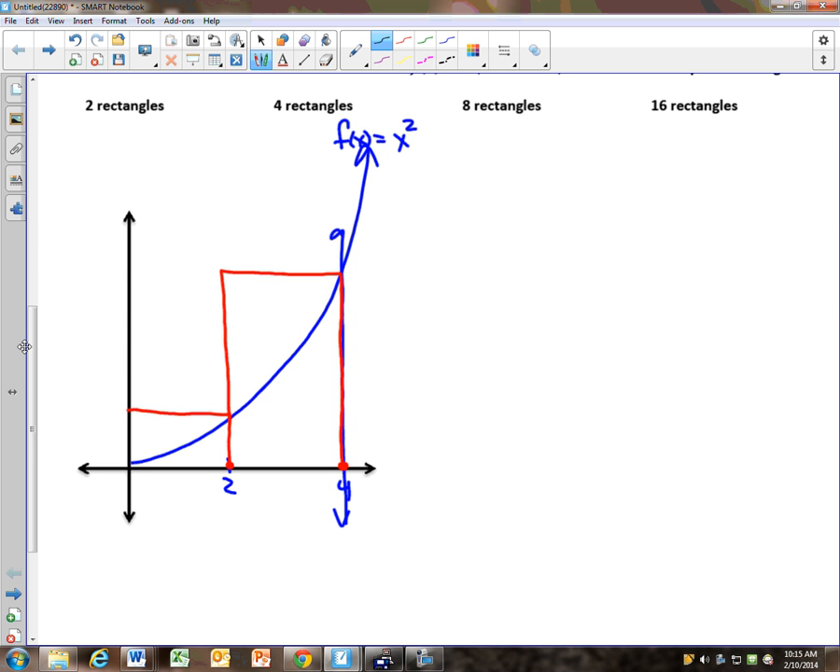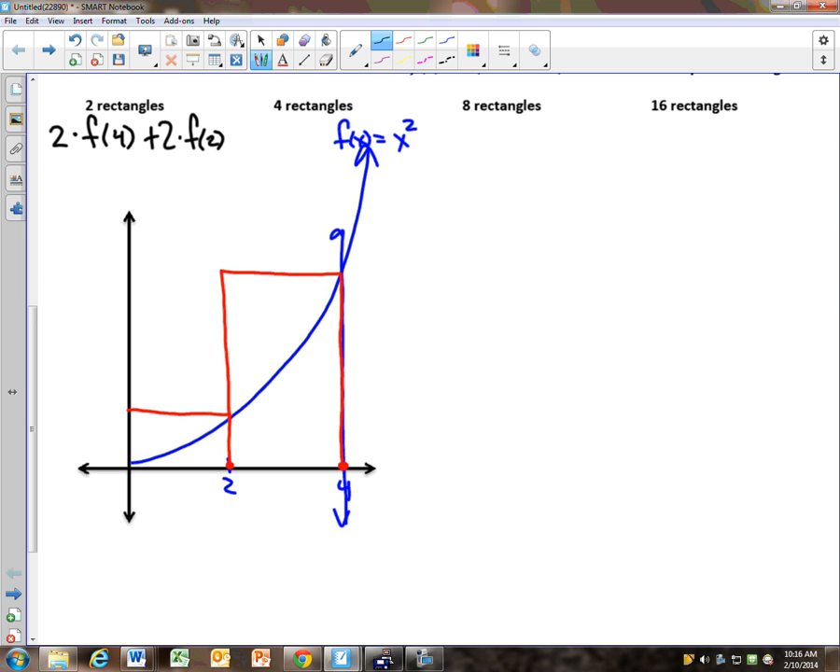So 2 being the width, right? So, yeah, 2 times, where'd you get 16 there, Emma? 4 squared. You plugged 4 into the function, didn't you? Wasn't f of 4 our height? And we're going to add that to 2 times f of 2.